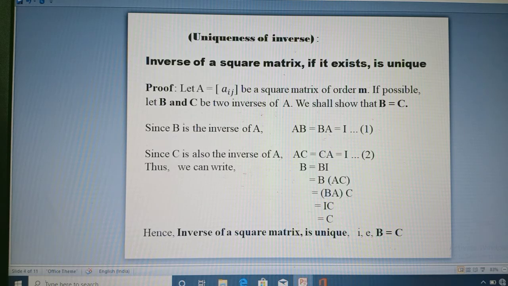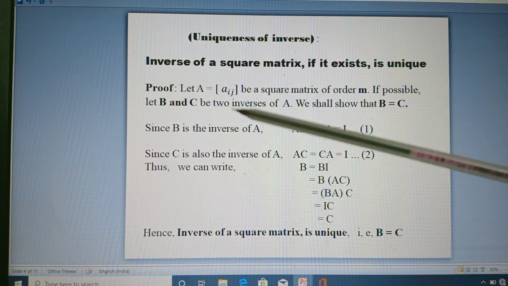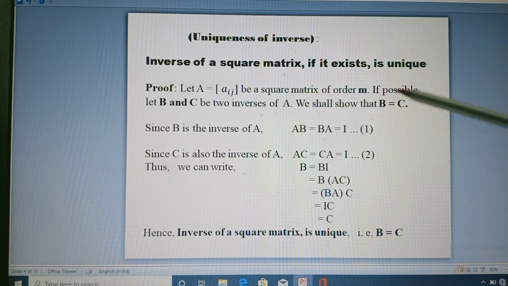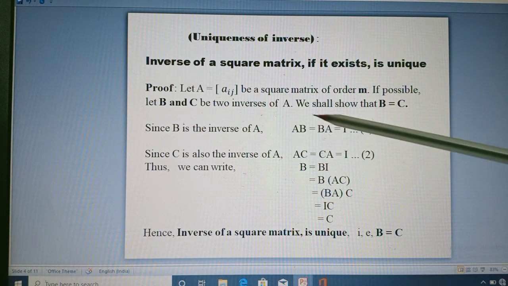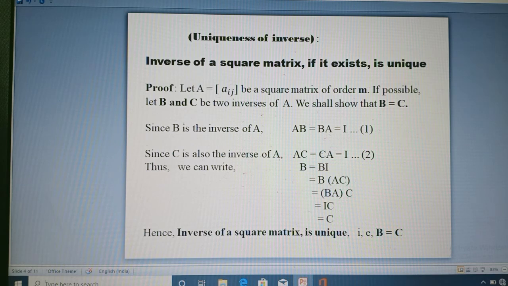Next, there is an important theorem. Its statement is: the inverse of a matrix, if it exists, is unique. This means every square matrix has only one inverse. In order to prove this, let us take a matrix A having 2 inverses, B and C. We are going to show these two matrices are unique, meaning the same. Since B is the inverse of A, you can write AB equal to BA equal to I, and since C is the inverse of A, you can write AC equal to CA equal to I.